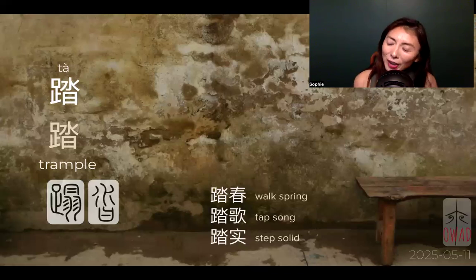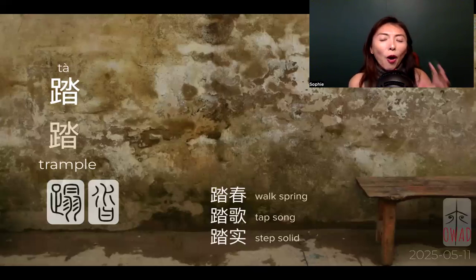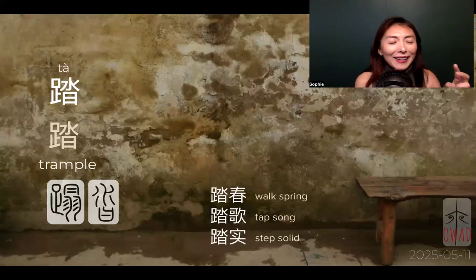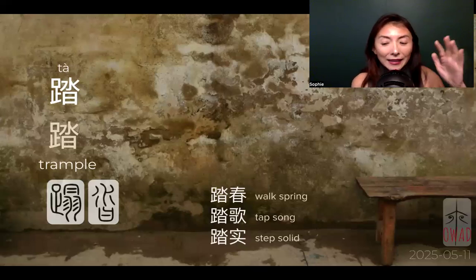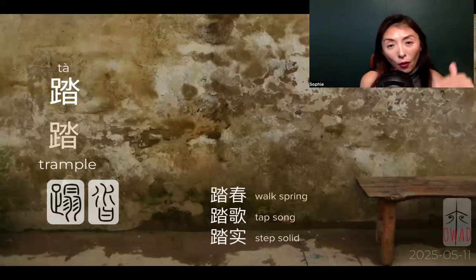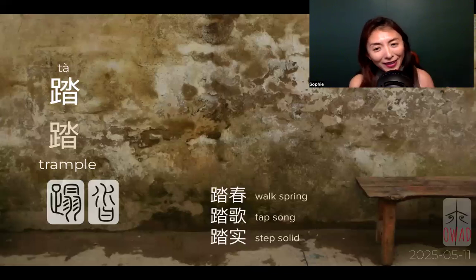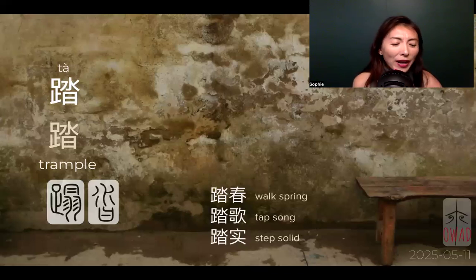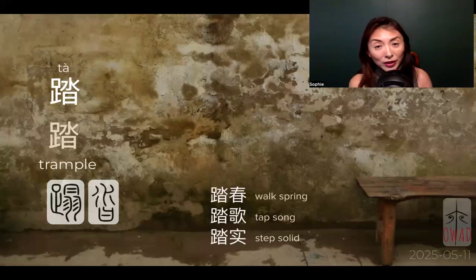It's almost like humans, we are musical and kinetic beings. We cannot hold ourselves still when we hear a strong rhythm of things, right? So 踏歌 describes this almost instinctive or natural movement of your body, particularly your legs, that you're going to step according to the beat of the song. And that's 踏歌.